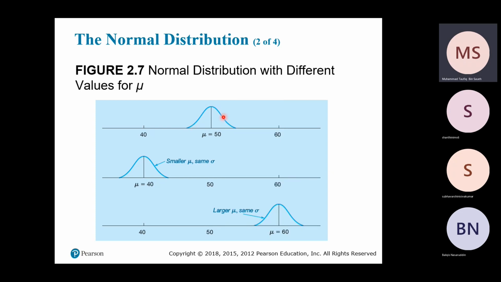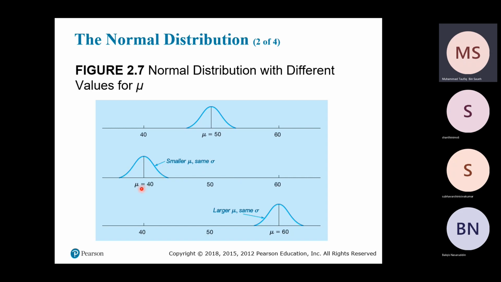This curve here is your normal distribution. Your mean will be in the middle of your distribution. For example here it is 50, so the peak of your distribution will be on 50, and then you have the curve to the right and to the left of your mean. What if the value of your mean changes? When you change the value of your mean, you will shift your distribution either to the left or to the right.